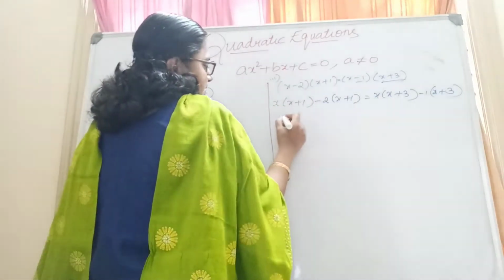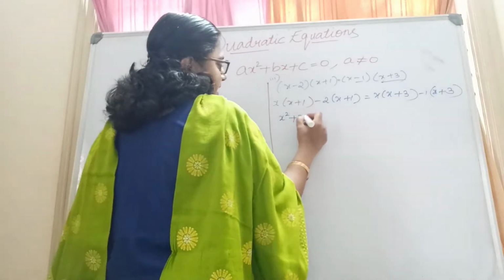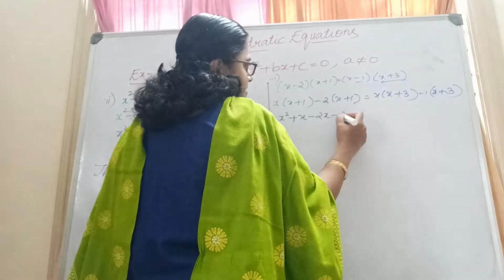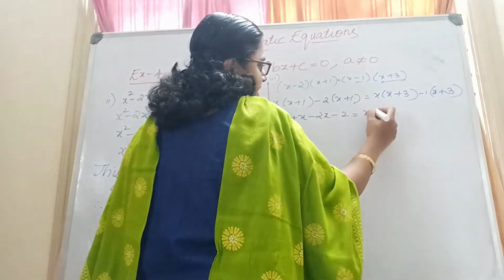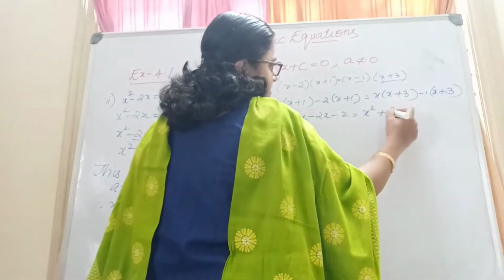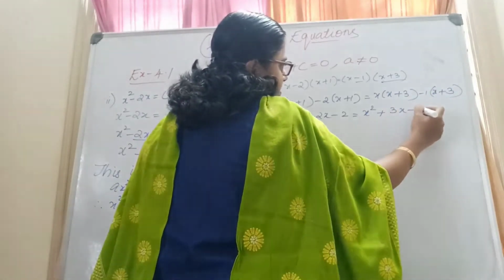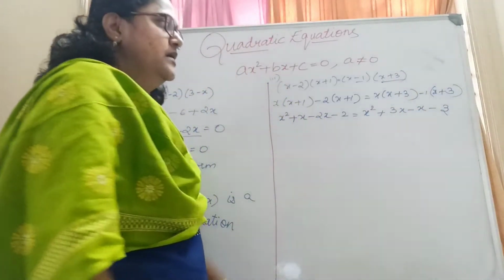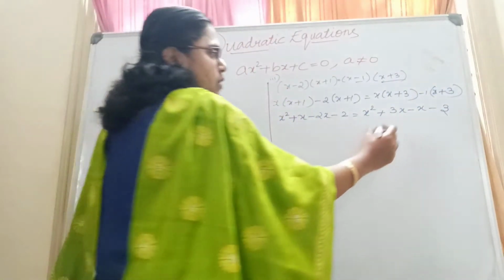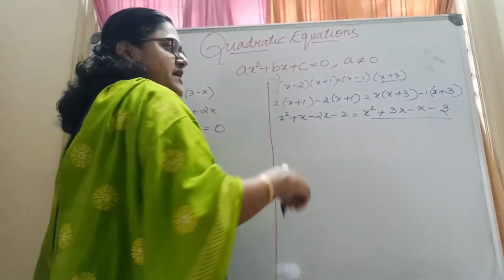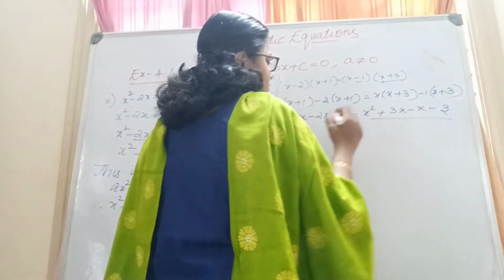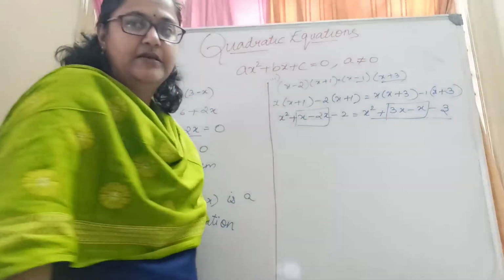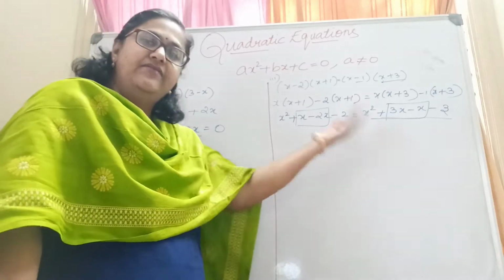So x into x, x², plus x into 1, x, minus 2 into x, minus 2x, minus 2 into 1, minus 2, is equal to x into x, x², plus 3 into x, 3x, minus 1 into x, minus x, minus 1 into 3, minus 3. Okay. Now what we will do, we will bring all these terms to the left hand side. Before that, we have two like terms here in the LHS, and here also we have two like terms. Right. We'll simplify that first and then we'll bring them together.